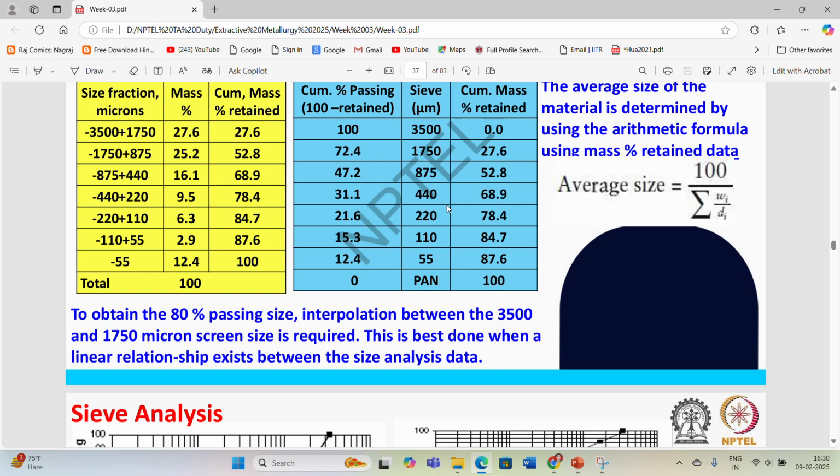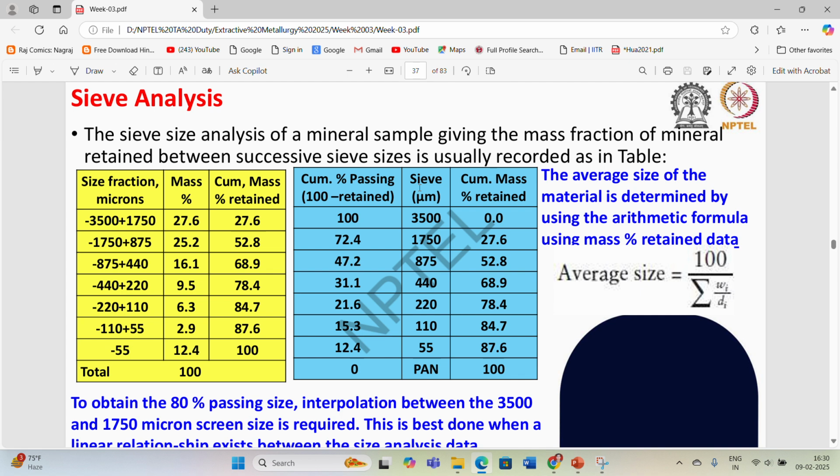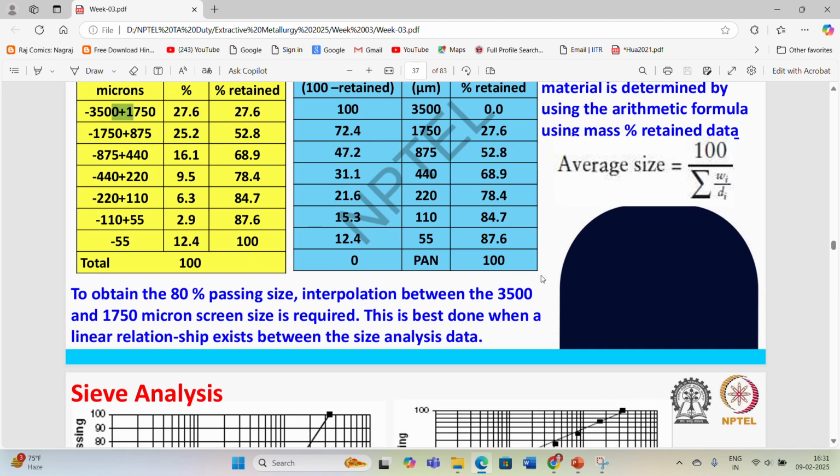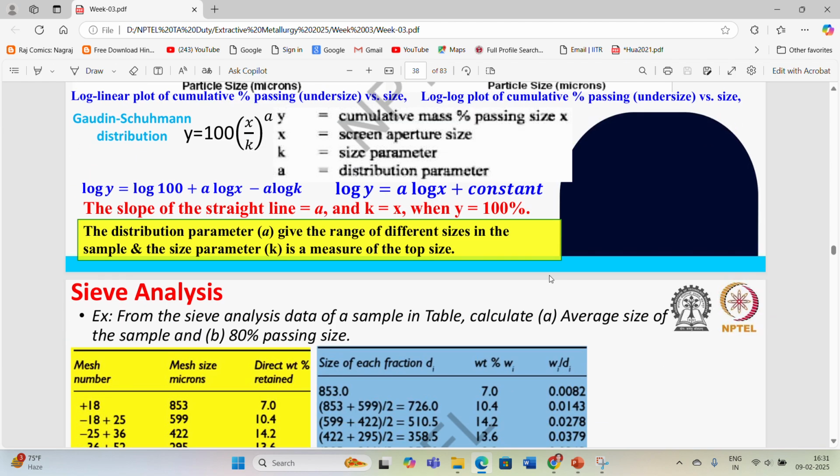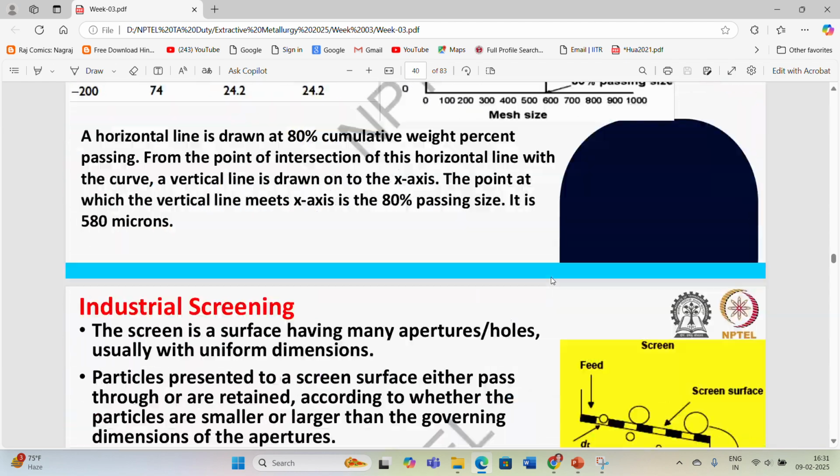So based on the sieve analysis, we can calculate the average size of a particular mineral. The sieve size analysis of a mineral sample, giving the mass fraction of mineral retained between successive sieve sizes, is usually recorded in a table. Like we record the size as minus 3500 micron and 1750 micron, then 1750 to 875 micron. Minus size is for the passing and plus is for the retaining. Based on this, we can calculate the average size of the particular material.